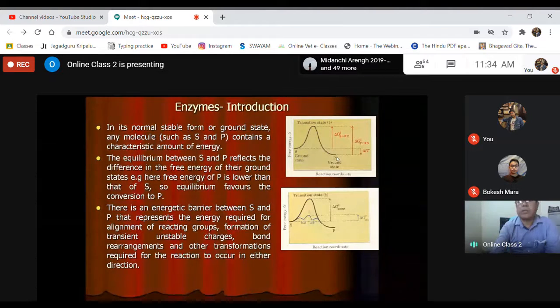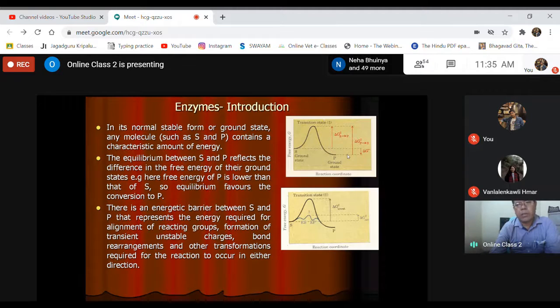Okay, so in this one, the energy level of the S is higher than the P. So the upper line is the energy level of the substrate. Then the lower one is the energy level of the product. So that means there is a difference in the energy level between the substrate and the product. So the substrate will have the tendency to form the product because the energy level of the product is lower than that of the substrate. So this substrate will tend to convert to the P.